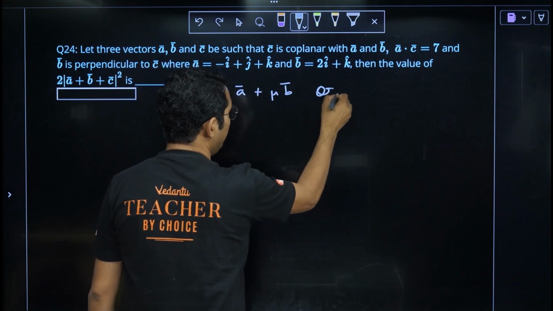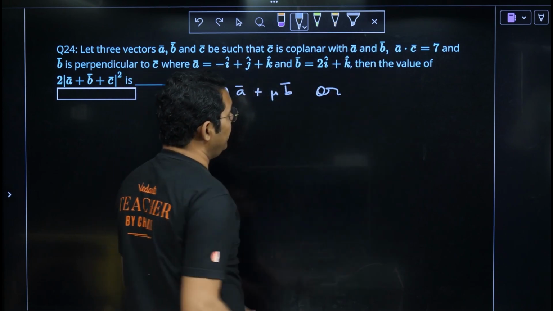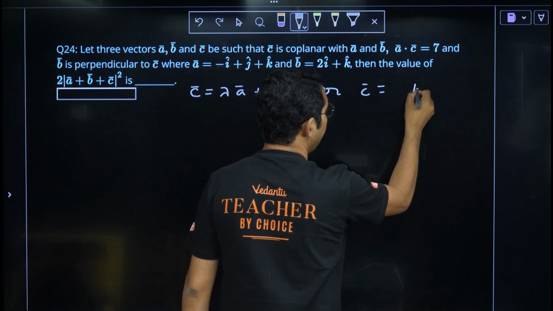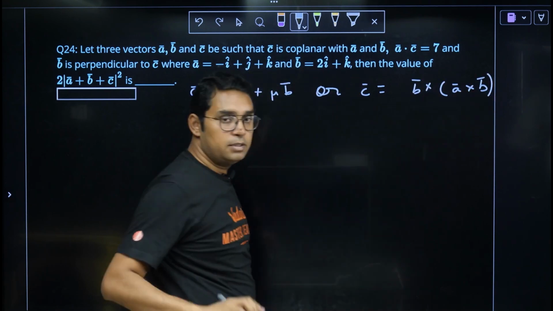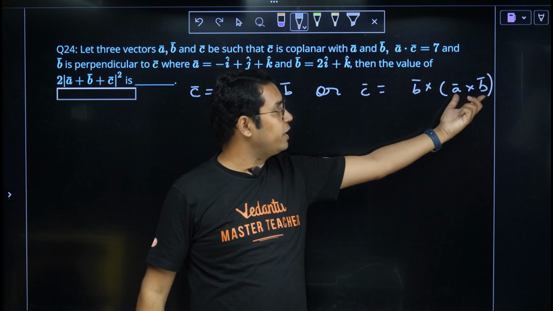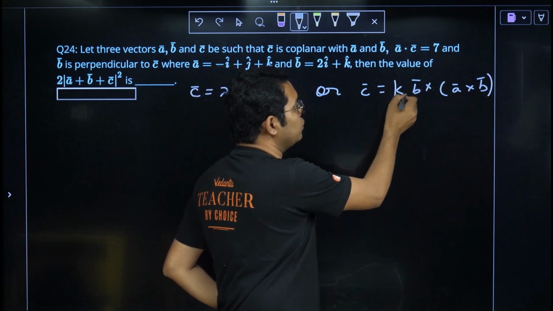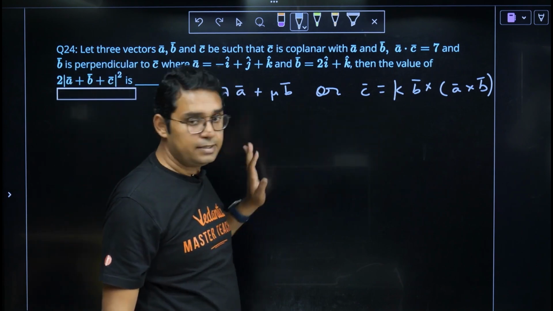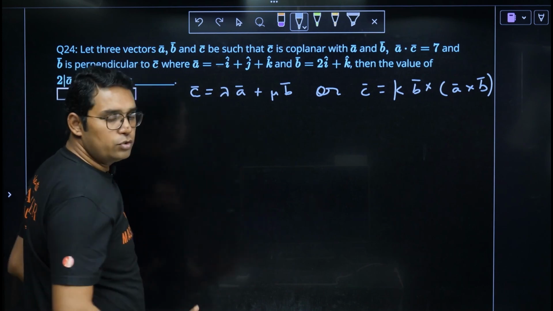Or, if you know vector triple product, because C is coplanar with A and B and C is perpendicular to B, then we can take C as B cross A cross B also. In such a case, the vector is coplanar with these two vectors and perpendicular to this vector, and some constant will also come outside because we don't know the magnitude. So there are two ways to do this question. One is this, one is this. This one will save some calculation, but I think this is also not difficult at all.